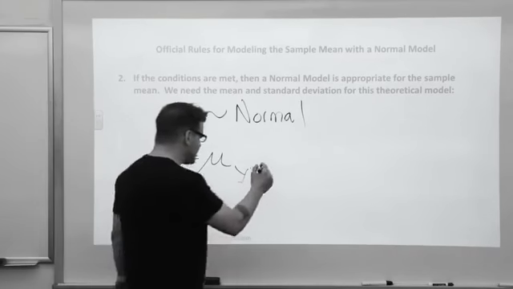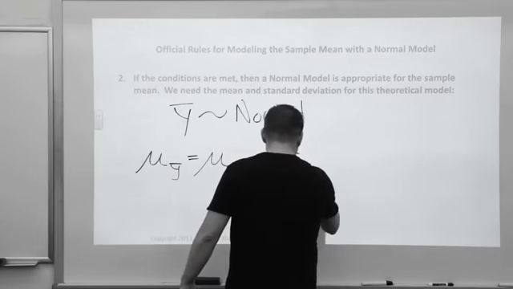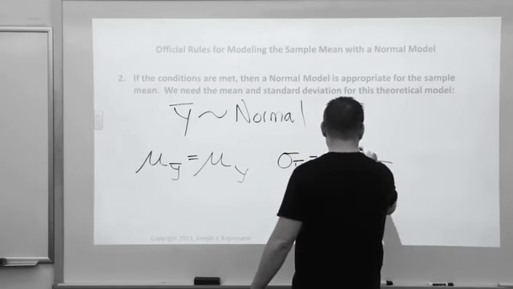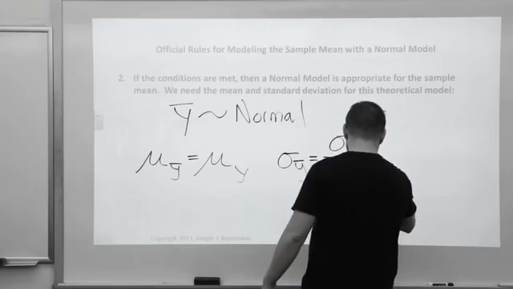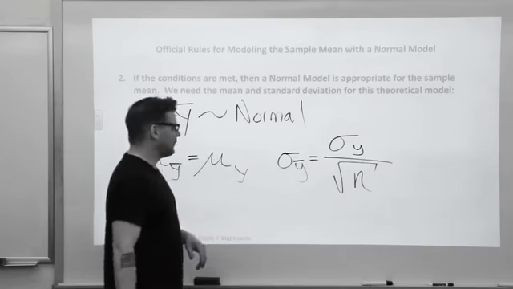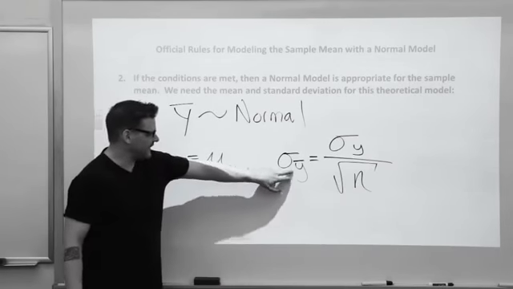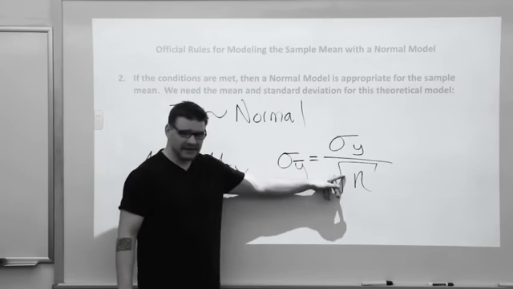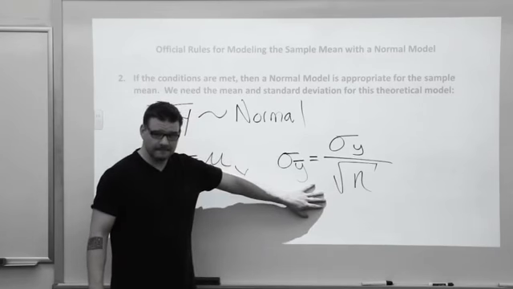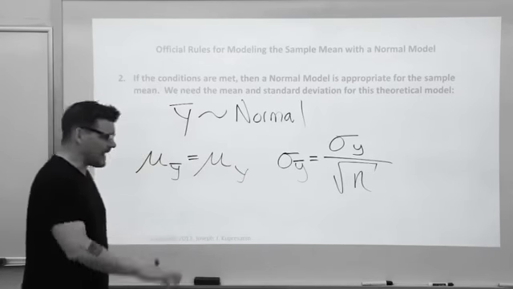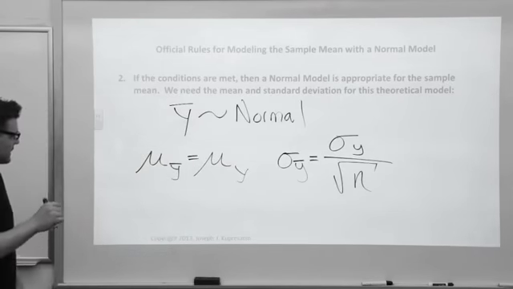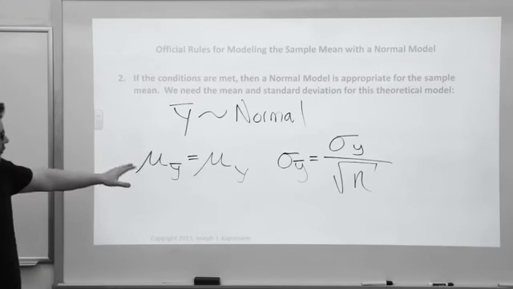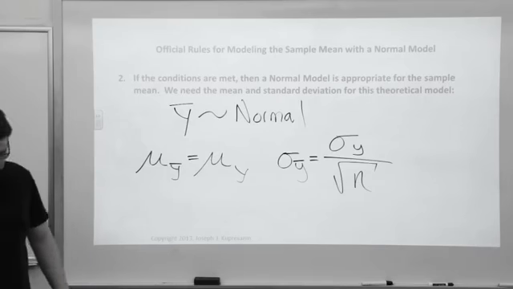I need a standard deviation, sigma of y bar. I don't know why, students always forget to do this. If we're cooking up that y bar model, I need the standard deviation of y bar. I take the original standard deviation and I divide it by the square root of n. Okay? It's not hard to do, just don't forget to do it. So if the conditions are met, this will be the appropriate normal model for y bar.